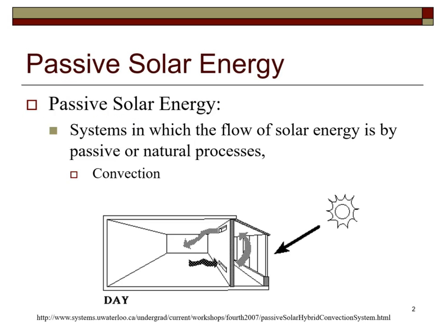In passive solar building design, windows, walls, and floors are made to collect, store, and distribute solar energy in the form of heat in the winter and reject solar heat in the summer.